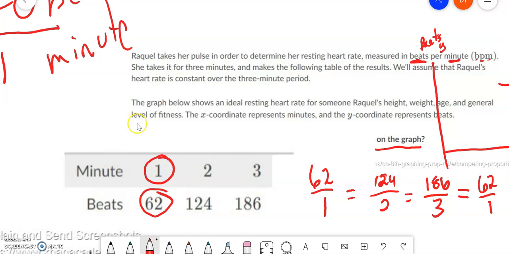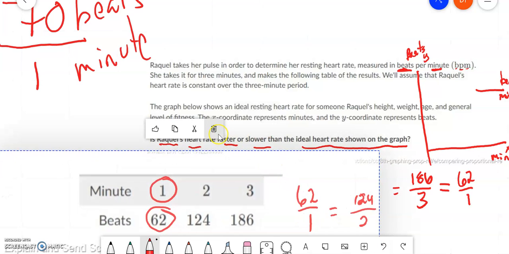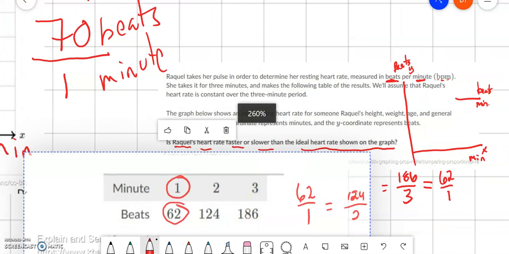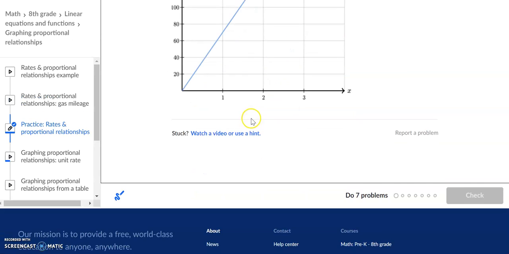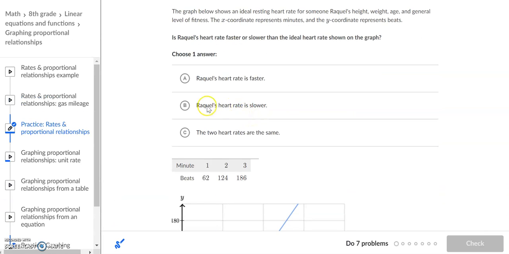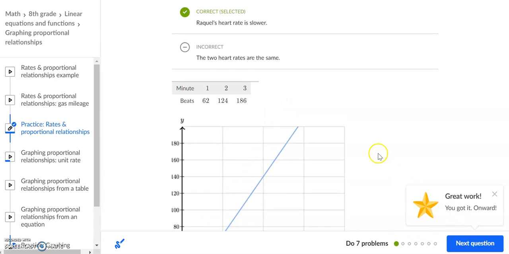So the question was, the graph was ideal, the table was hers, and they're asking, is she slower or faster? If she's at 62, she is slower than ideal. So let's go in here and say if she's at 62, then her heart rate is slower than this ideal, which is at 70. Okay, see how that works?